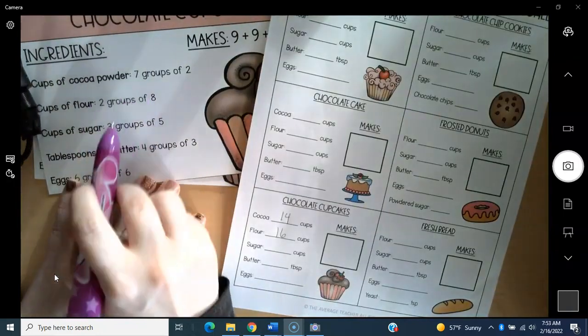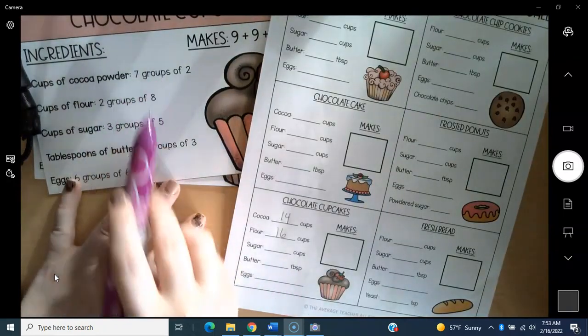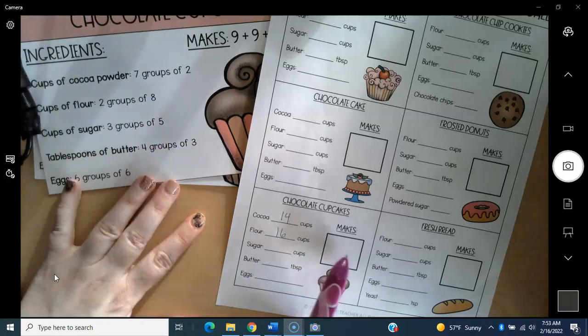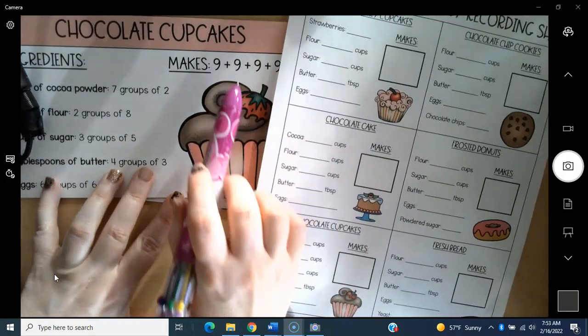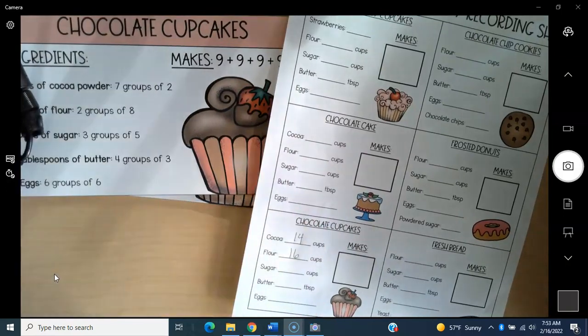So you figure out how many cups or how many tablespoons you need for each recipe and write it down on the card, and then figure out from your number sentence how many each recipe makes. And that's how you play this game.